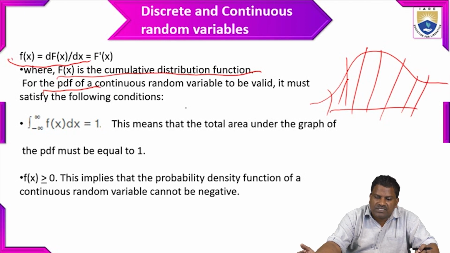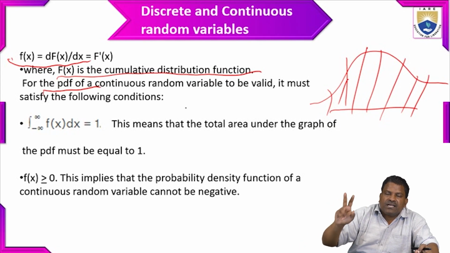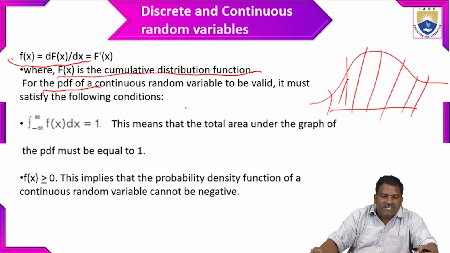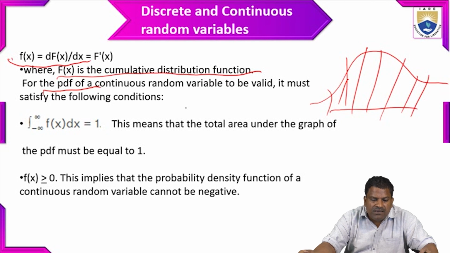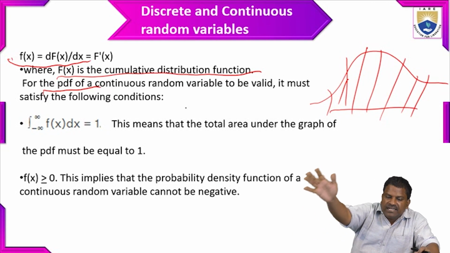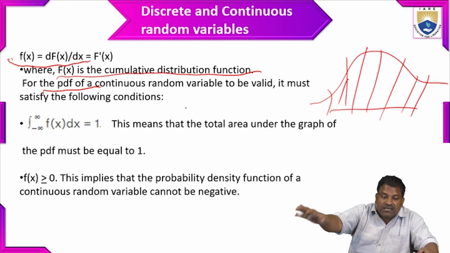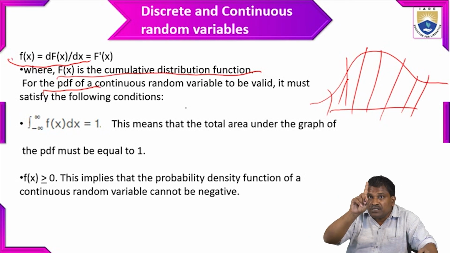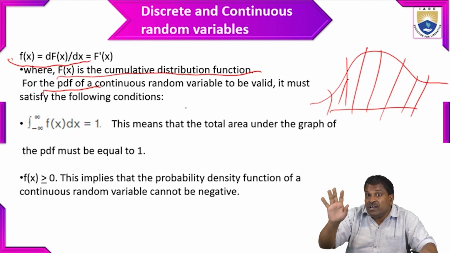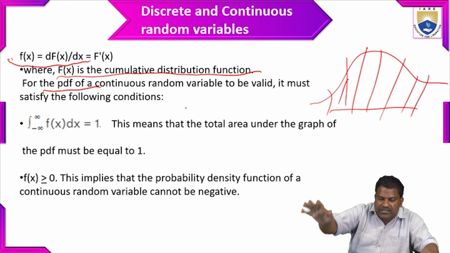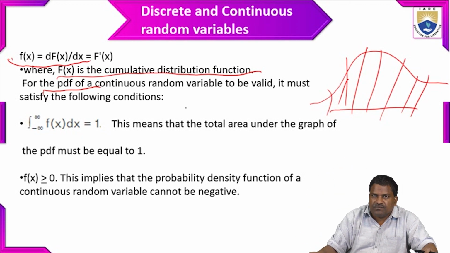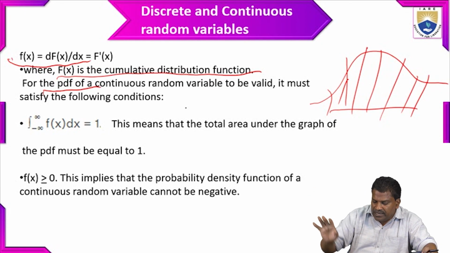For the PDF of a continuous random variable to be valid, it must satisfy the following conditions. Earlier I told you, the integral from minus infinity to infinity of f of x dx is equal to 1. The entire area should be 1. This means that the total area under the graph of the PDF must be equal to 1. The second condition is f of x is always greater than or equal to 0. It cannot be negative. This implies that the probability density function of a continuous random variable cannot be negative.